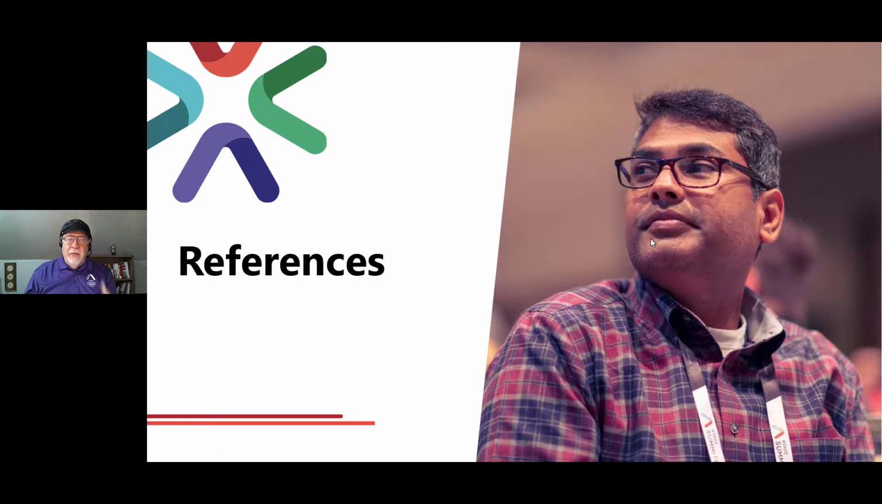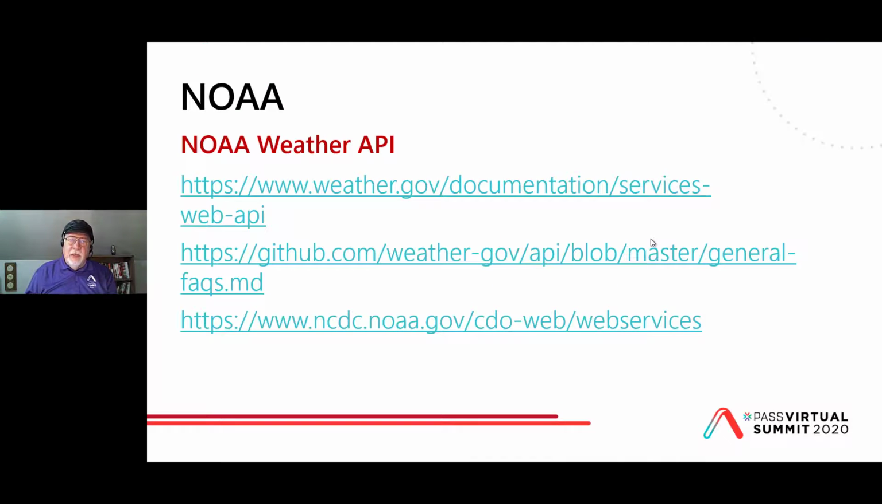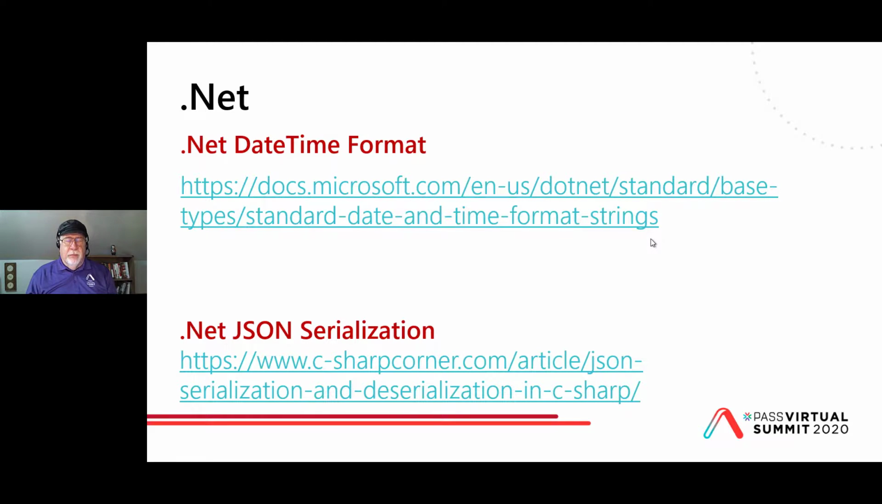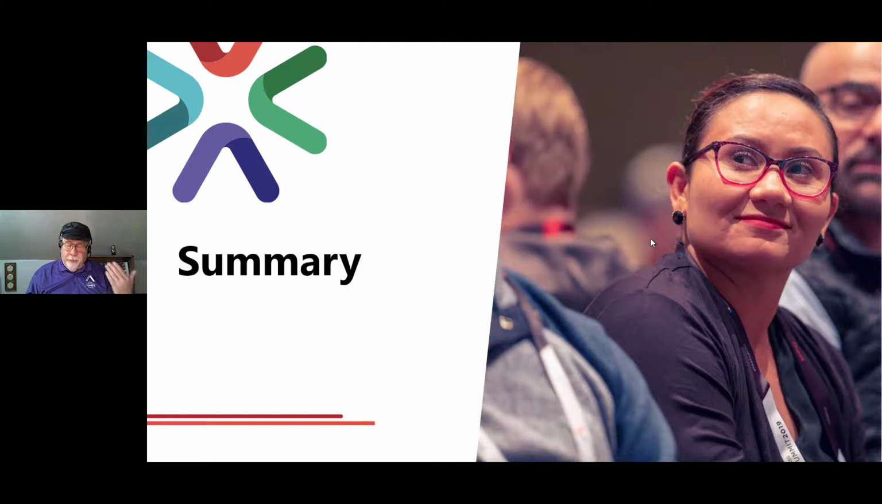Okay, I have some references. If you're interested in the NOAA APIs, the first two are about the API that I worked with. If you want, you can look at the bottom one, and they provide other APIs. This is a list of public APIs. Then I have an intro to APIs, and here are some for .NET, how to format and the JSON serialization.